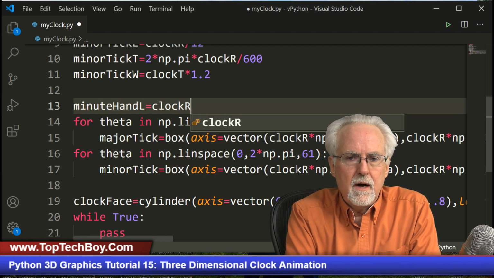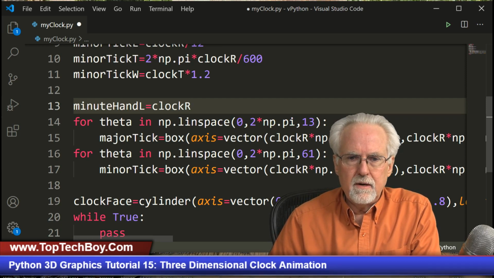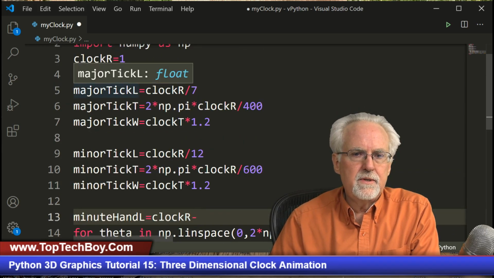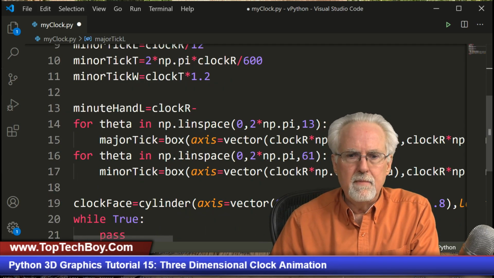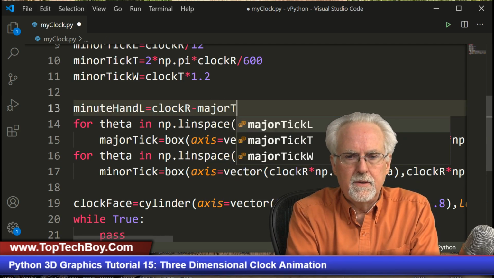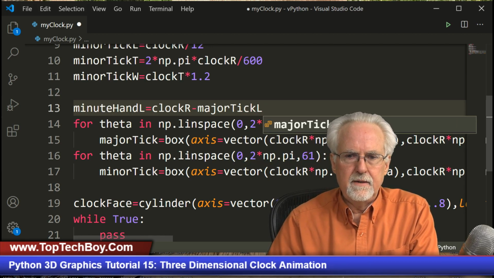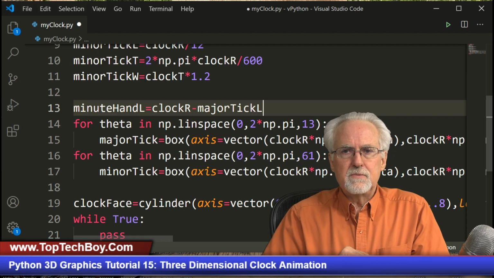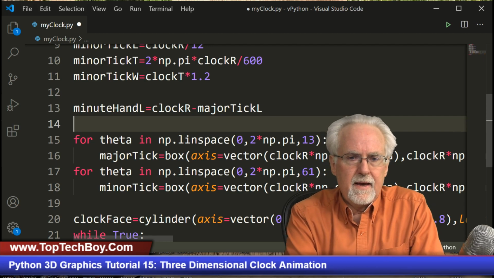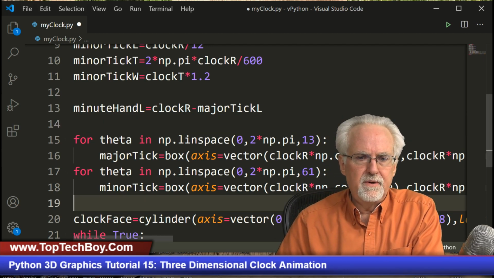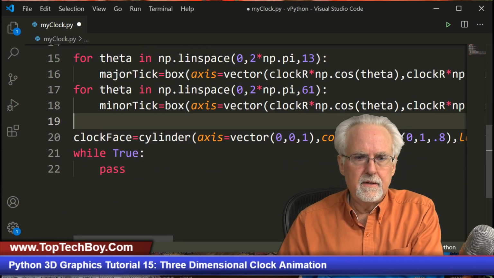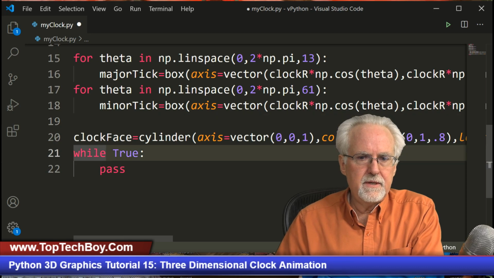So I think I'm going to make this the clock radius. Let me make sure, yeah, clockR is right. And then minus, and what did I call that? That was the major tick length. Minus the major tick length, like that. All right, now let's go ahead and just make that hand and just see if it looks right before we worry about animating it. And I'll make it after I put the tick marks on. So I will put it down here and I'll make it after I make the tick marks and after I make the face.